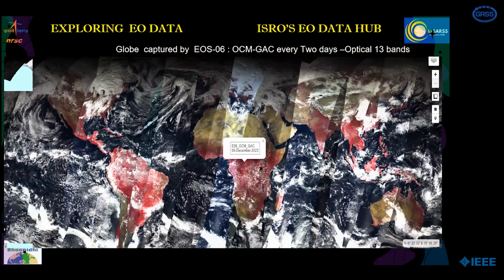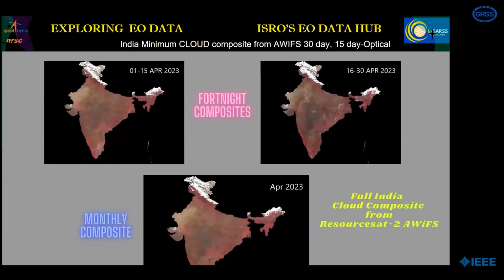I will take you through a few of the captures showcasing our capability from EOS-06. We get OCM-2 data in 13 bands, and also at 360 meters for the Indian region.